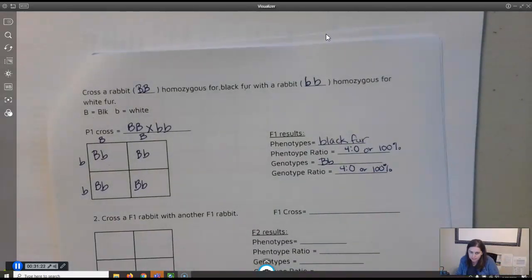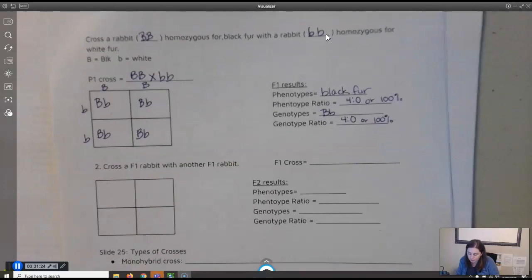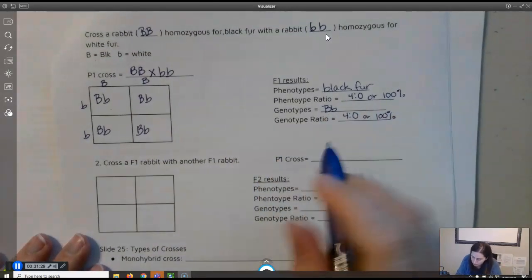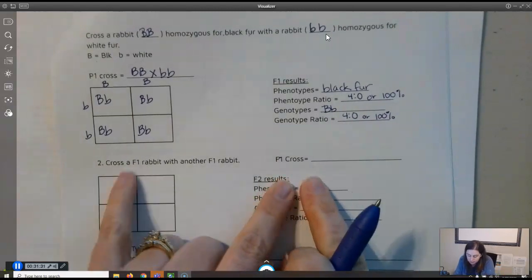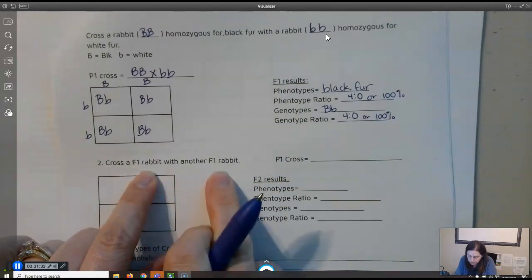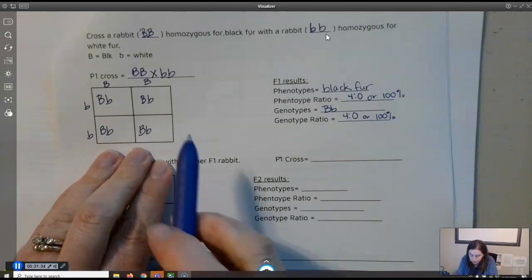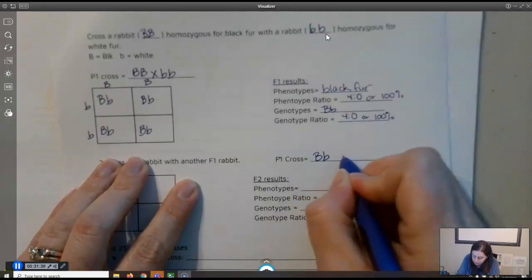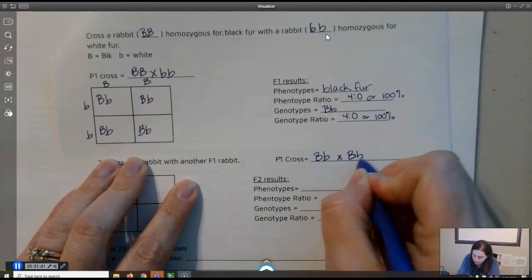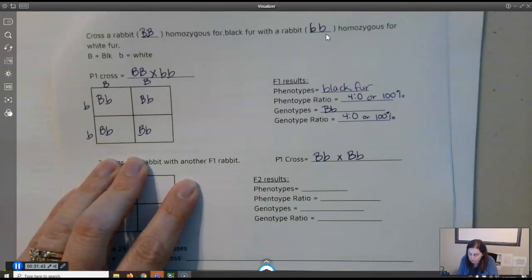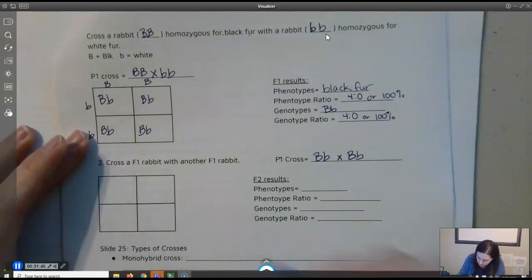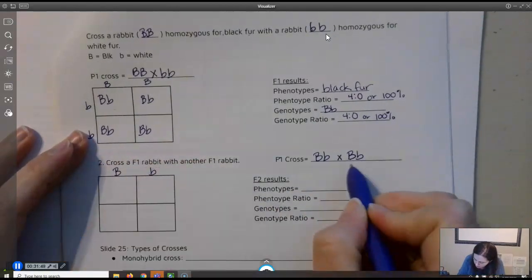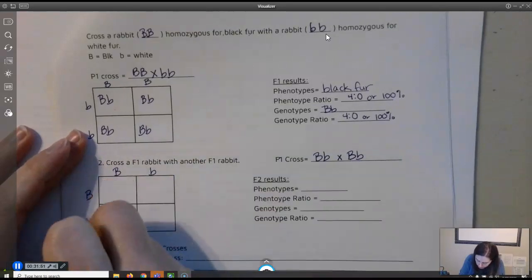Hopefully that makes sense. So now we're going to take, this should actually say F2. Oh no, that's our F1 cross. So now we're going to take one F1 rabbit and cross it with another F1 rabbit. So we've got our genotypes here, right? We calculated those. So we have one F1 rabbit times one F1 rabbit. Okay? Both of our parents are there. Now take parent 1, put that one on the top. Take parent 2, put that one on the side.